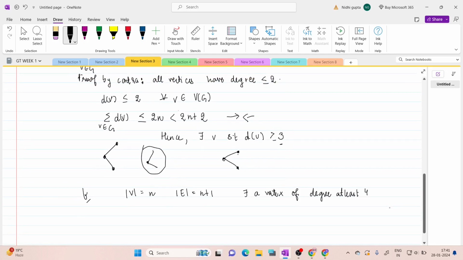So I'm saying this is false. This result is best possible. That is, it is not necessary that if you have n vertices and n plus 1 edges, there exists a vertex of degree at least 4. That is, you can find a graph with n vertices and n plus 1 edges which has no vertex of degree greater than 3. So now, can you find such a graph?